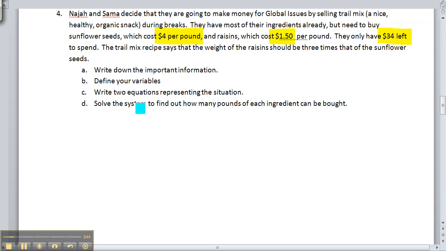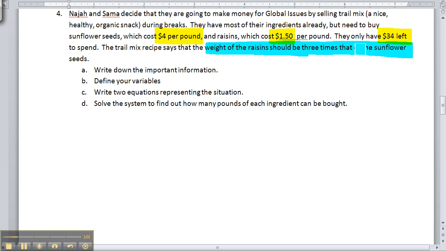Now let's see what else. The trail mix recipe says that the weight of the raisins should be 3 times that of the sunflower seeds. So that looks like the important information there. If I need to, I'll go back and find other stuff later, but I've got money, I've got the ingredients, the recipe. So let's go on to letter B.